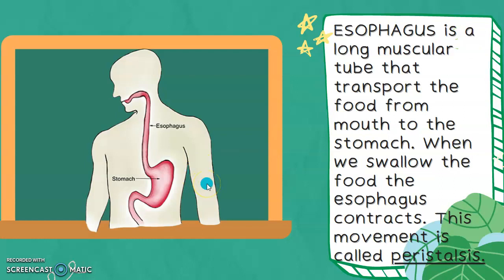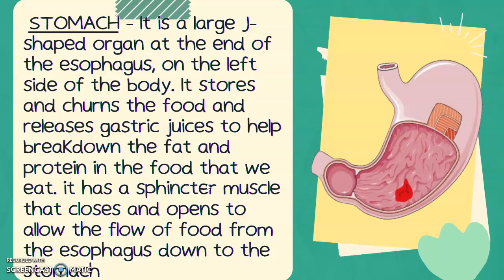Mapupunta ang pagkain sa susunod na bahagi. Yan ay ang stomach o ang ating tiyan. It is the large J-shaped organ at the end of the esophagus on the left side of the body. It stores and churns the food and releases gastric juices to help break down the fat and the protein in the food that we eat.